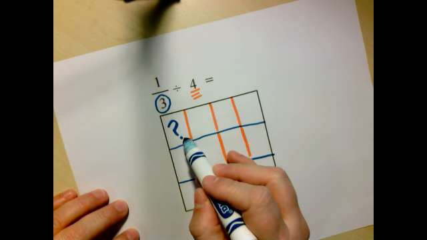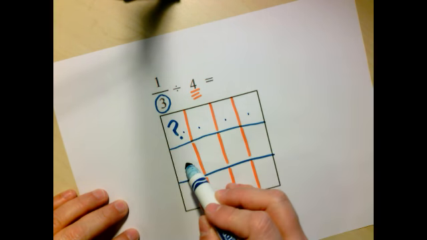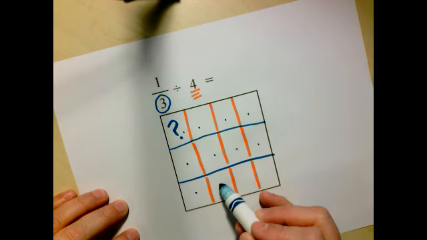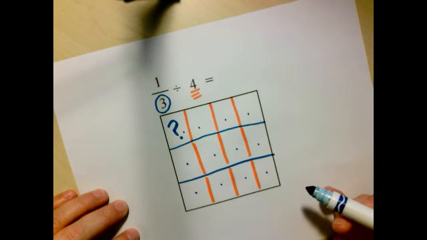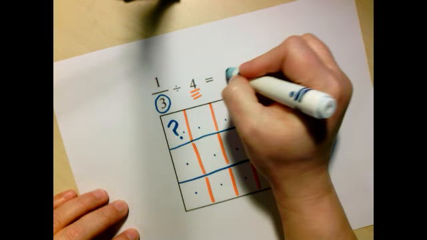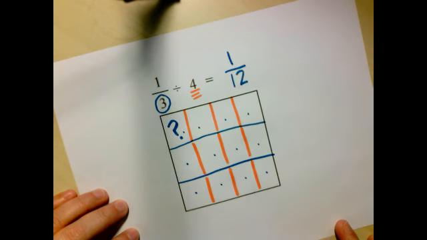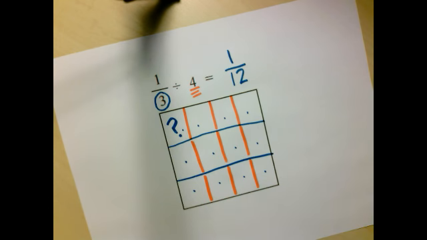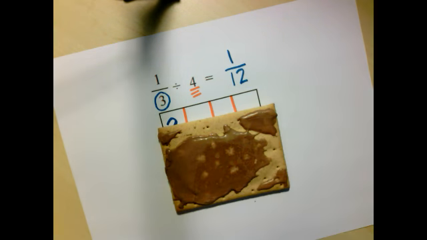Well, I can see I have 1, 2, 3, 4, 5, 6, 7, 8, 9, 10, 11, 12. I have 12 total pieces. 1 piece is going to be 1/12. So let's take a look. Let's look at this if we were looking at that Pop-Tart again.